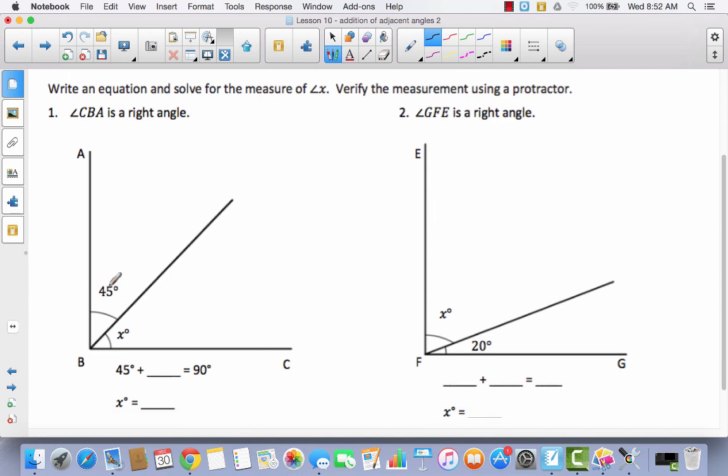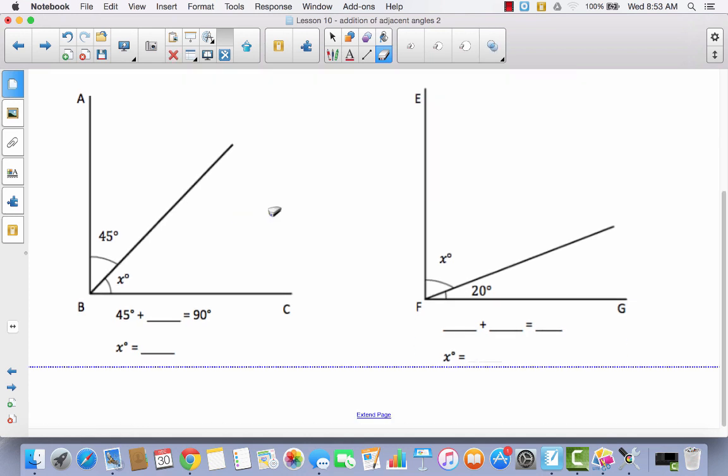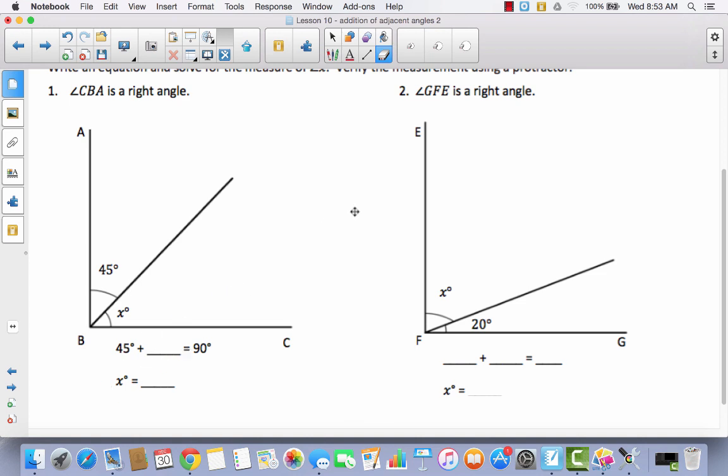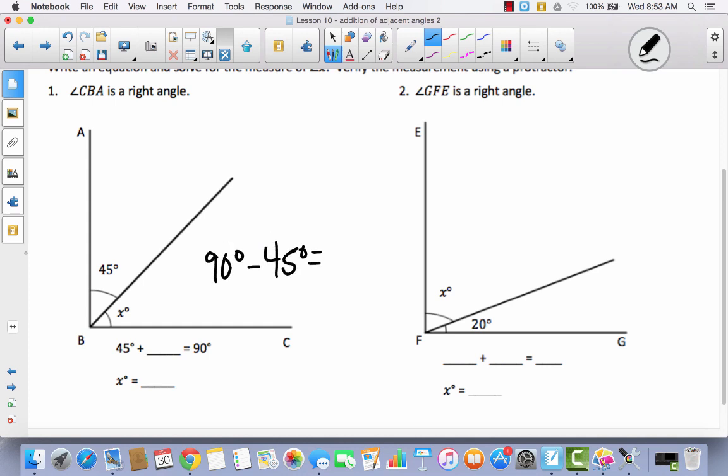So I've got 45 degrees plus x equals 90 degrees. So remember how we're going to do this. All right, so I'm looking to see if they gave us any room to write an equation. They already kind of made an equation, but I'm going to write another equation right over here, really small. I'm going to say 90 degrees minus 45 degrees equals x. Well, I know 45 plus 45 equals 90, so I know that x equals 45 degrees. And don't forget your degree mark.